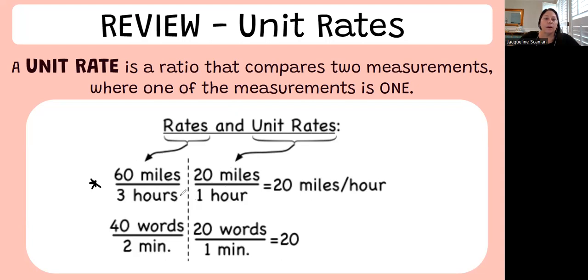The way that they simplified that was they divided both the numerator and the denominator by 3 so that the denominator became the number 1. That's what makes it a unit rate, when your denominator is 1. We could also take something like 40 words in 2 minutes, which is a rate, and simplify it by dividing each of these by 2. That would give us our unit rate, which is 20 words in 1 minute, or 20 words per minute. It's always easiest to compare rates when they are written as unit rates, and that's what we're going to be looking at today.